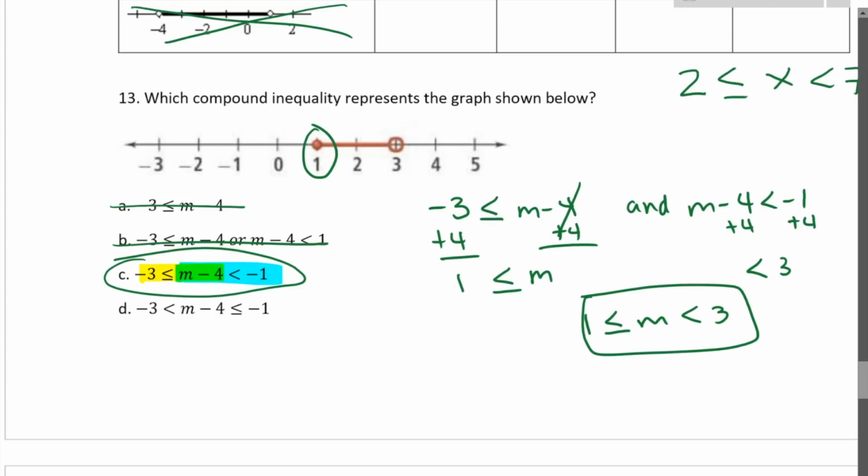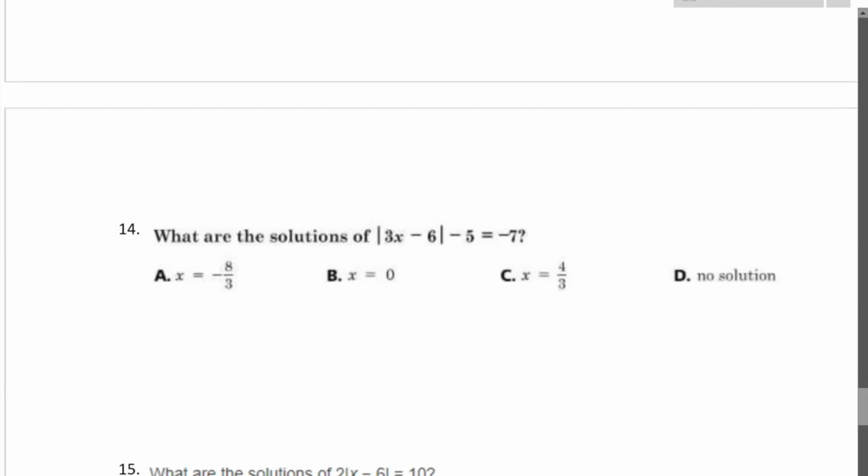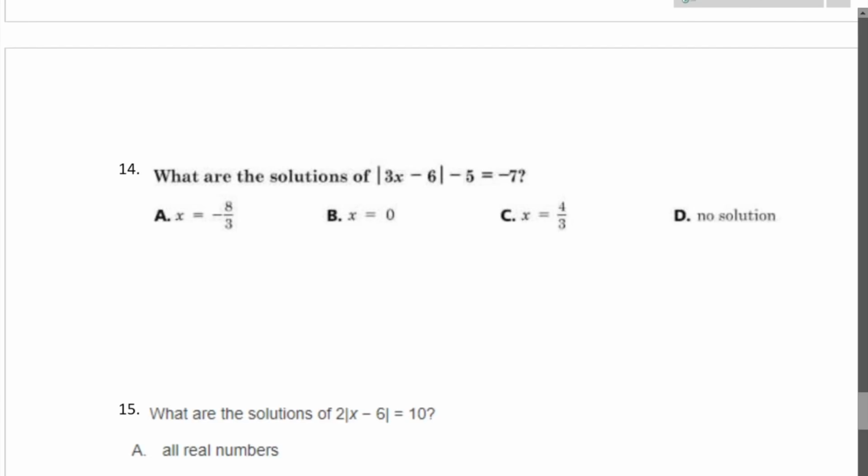All right, let's move on to 14. 14 says, what are the solutions of 3x minus 6? But it's in that bracket. Remember, that bracket means absolute value.